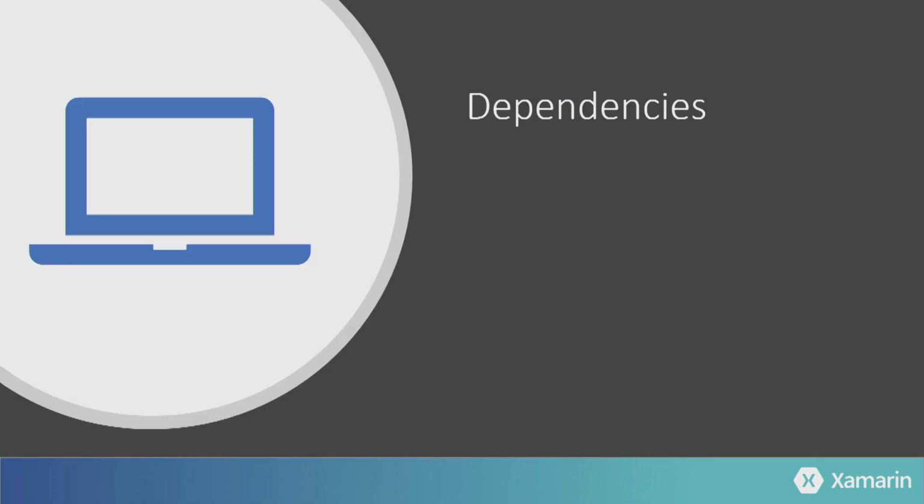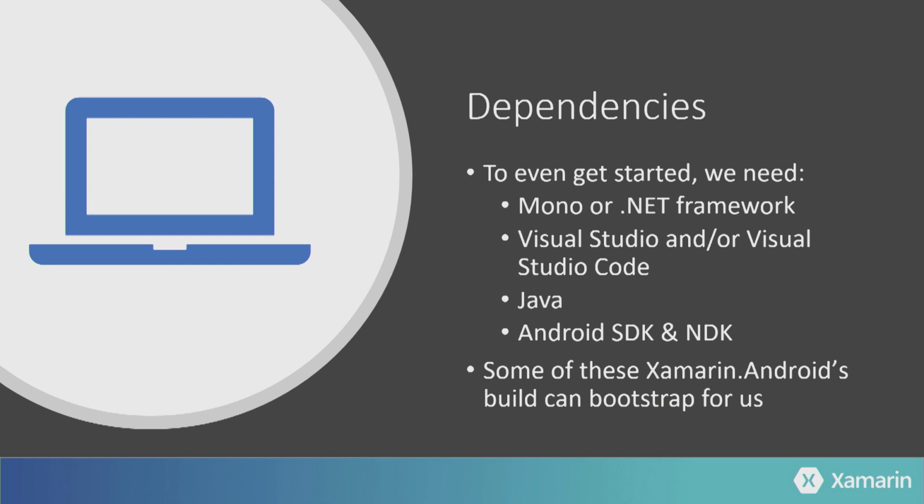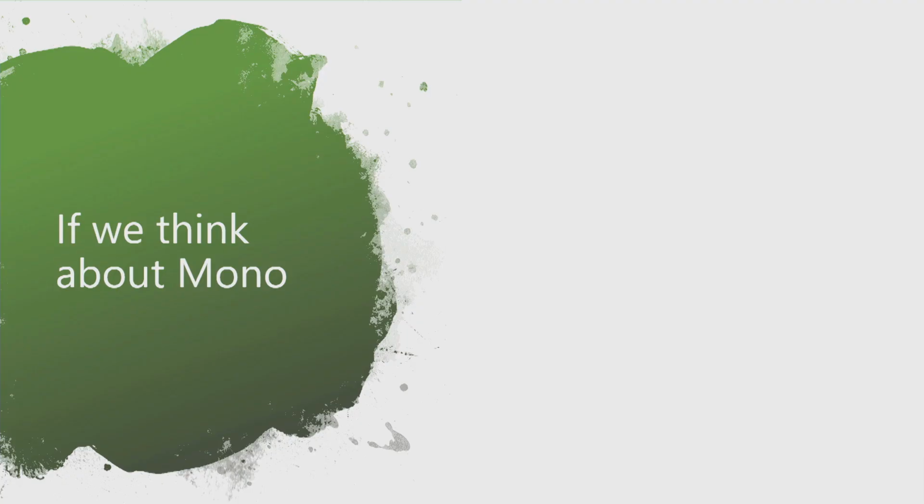Right, so before I get into the demo, you'll need a few things on your machine. Obviously, you'll need Mono or .NET. You'll need Visual Studio or some kind of code editor. You don't have to use a full IDE; you can use VS Code. You need Java, and you need the Android SDK and the Android NDK. And some of these, our build downloads and installs for you. But it's always important to make sure you've got these things installed.